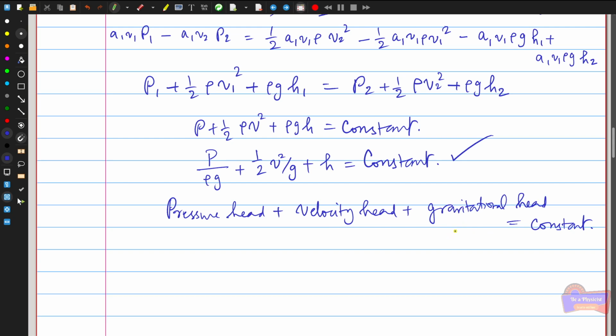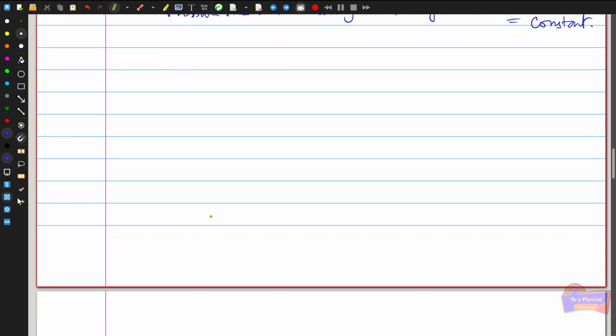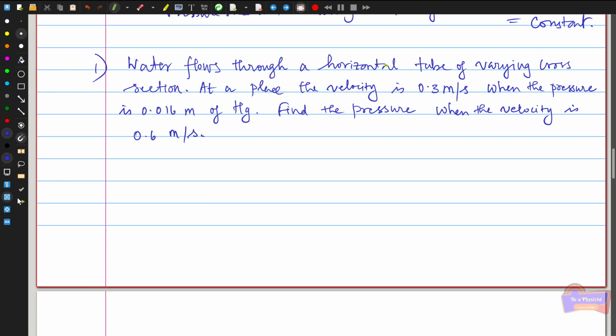So that is the Bernoulli theorem, and this Bernoulli theorem is actually used to solve many different fluid mechanics problems. And we are going to see some example problems where we are going to use Bernoulli's equation and Bernoulli theorem to solve the problems. Okay, so the first problem is: water flows through a horizontal tube of varying cross section. At a place the velocity is 0.3 meters per second when the pressure is 0.016 meter of mercury. Find the pressure when the velocity is 0.6 meter per second.